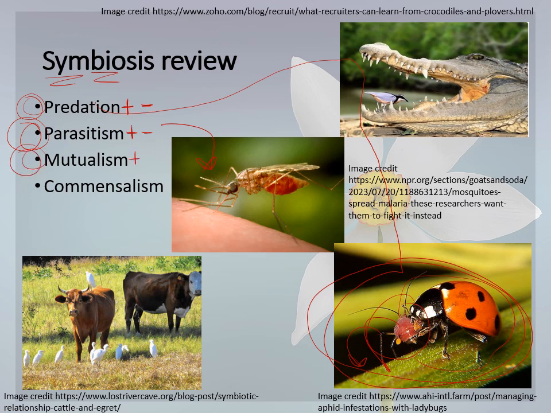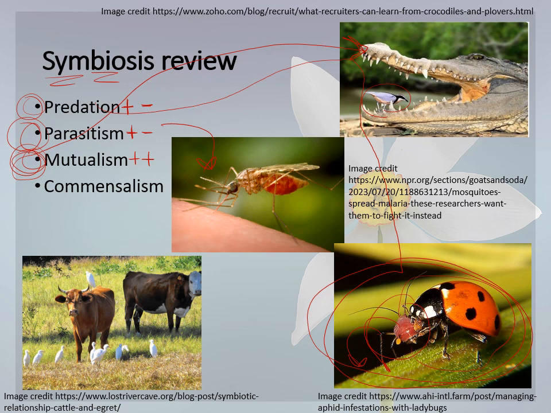Mutualism, this is where it is mutually beneficial. Both organisms get a benefit. This actually is the crocodile and the plover. I know it looks from the picture like that bird is about to get gobbled up by the crocodile, but instead what's happening is the crocodile just holds his mouth open and the bird literally picks out meat from between the crocodile's teeth.